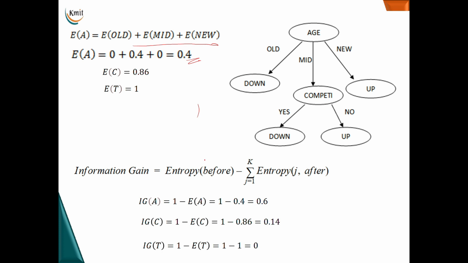Now, information gain is what? Entropy before minus this. So, that's what I told you. 1 minus your E of A. Your E of A is what? 0.4. I have got a value. In the same way, now, done.